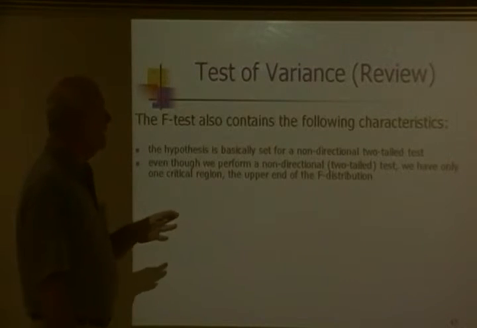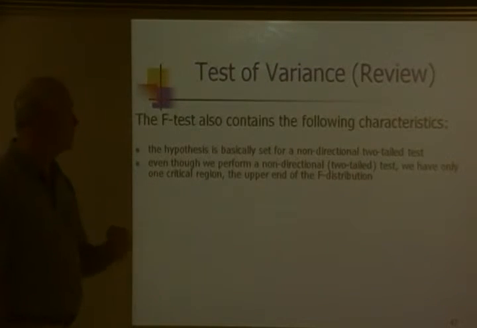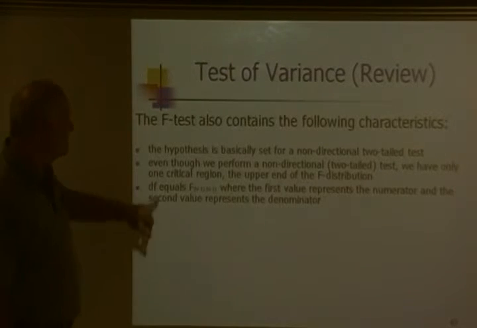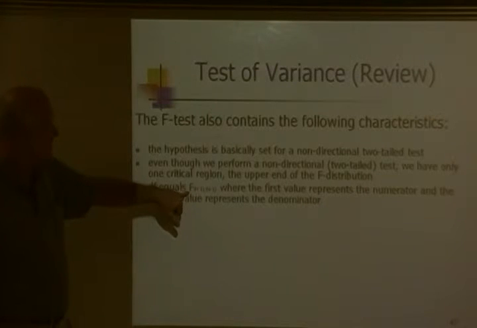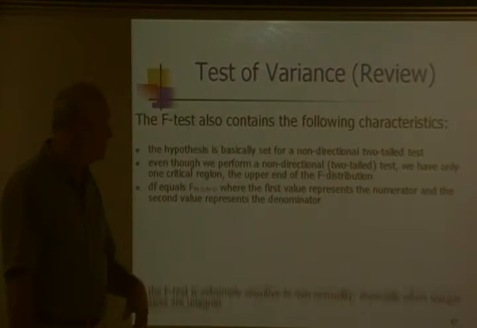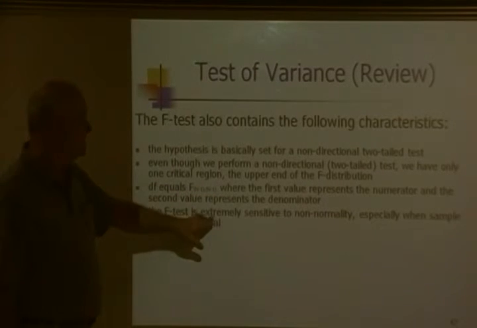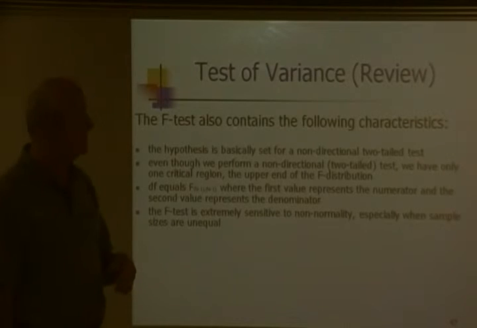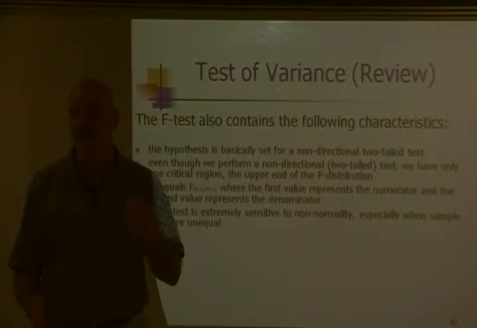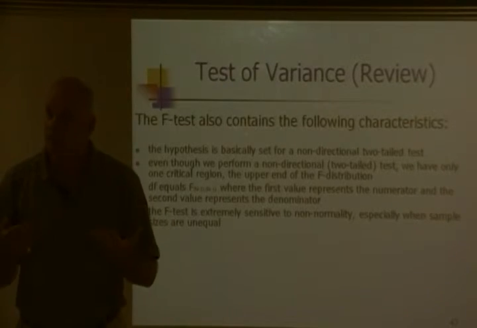Even though we perform a non-directional two-tailed test, we have only one critical region, the upper end of the F distribution. Degrees of freedom is the n-1 for group 1, which becomes the numerator, and n-1 for group 2, which becomes the denominator. The F-test is extremely sensitive to non-normality, especially when sample sizes are unequal, because we talked before about the pooling of the variability.